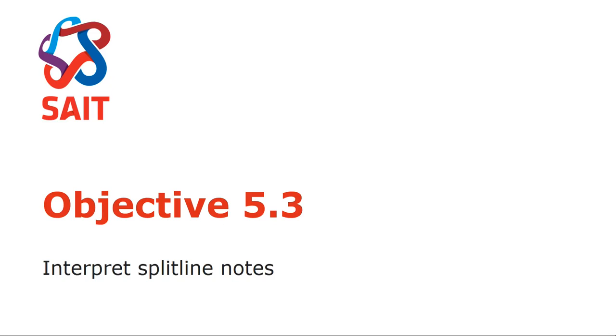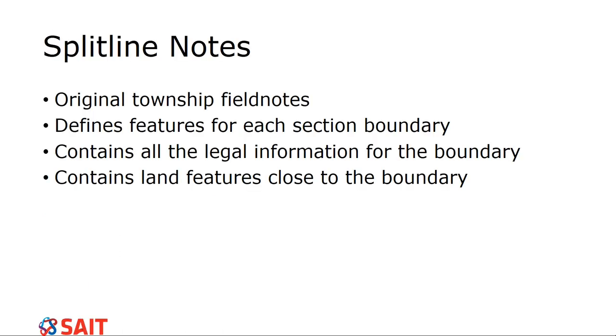Our continuation for Module 5 is Objective 5.3, which is Interpreting Split Line Notes. This is very historical, but if you work out in the rural areas, anywhere that has some old monumentation, these split line notes can actually be very useful. When we talk about split line notes, it's actually the original township field notes.